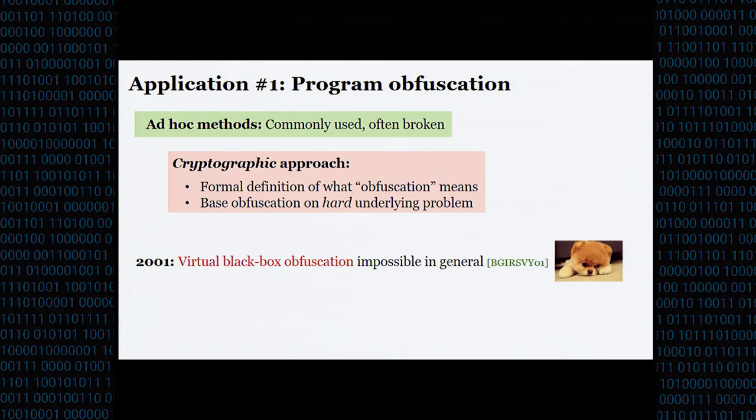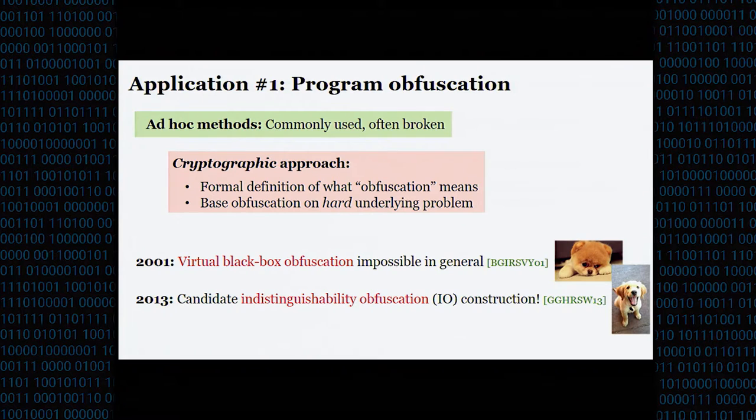This was the approach taken in 2001 by Barak et al. They defined an intuitive notion of what obfuscation is, the virtual black box notion. But unfortunately, they showed that this is impossible to satisfy in general. That kind of dampened the spirits of the people working on obfuscation, until 2013, when a candidate construction for a weaker notion, indistinguishability obfuscation, was proposed by Garg et al. And this really inspired a lot of work on both more efficient IO constructions and applications using IO.